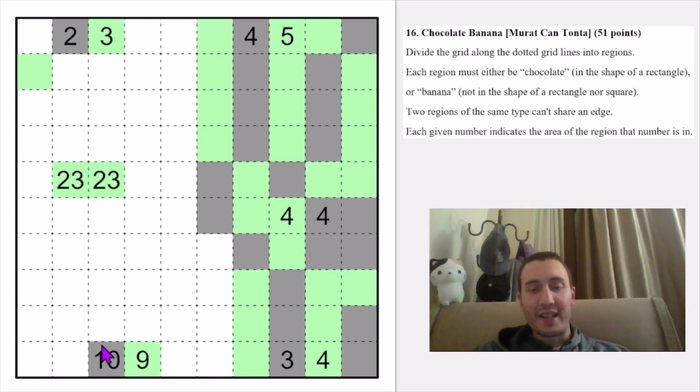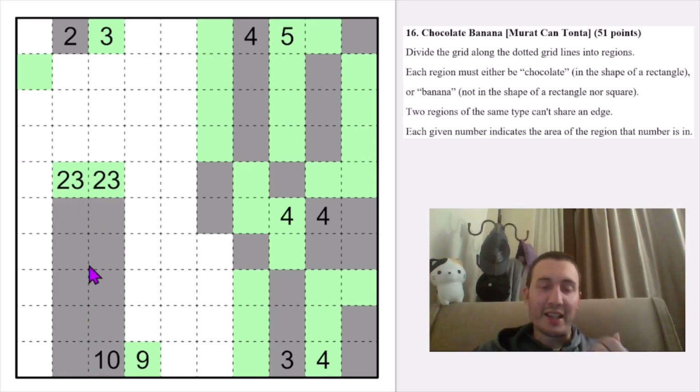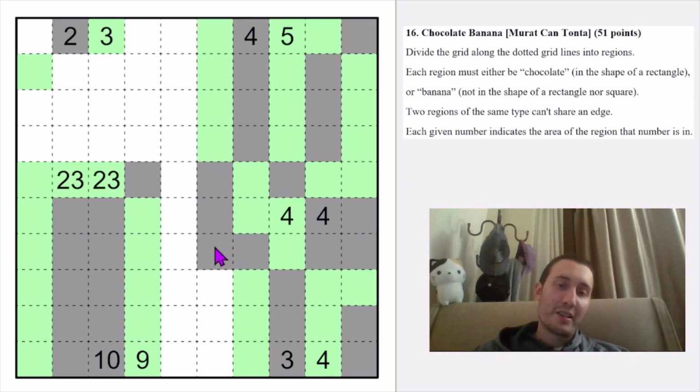So 10 is the chocolate region and it has to be a 2 by 5 as it's blocked on the top and on the left by the edge of the grid, and everything around it is a banana. These are two different banana regions, so this cell cannot be a banana. Now this cell cannot be chocolate because this is not a valid rectangle anymore. It can never be. And this cell cannot be chocolate either for the same reason.